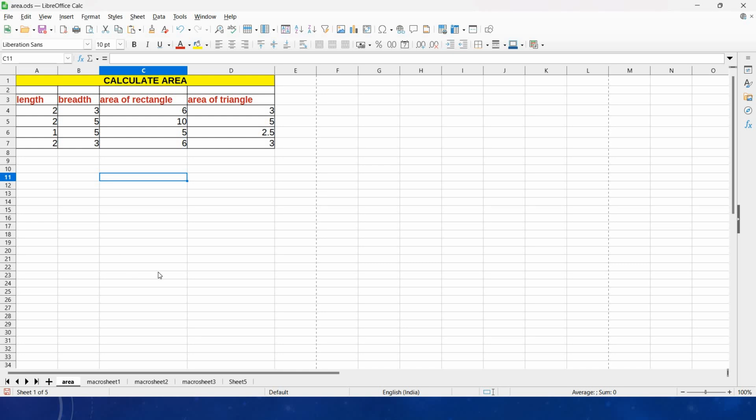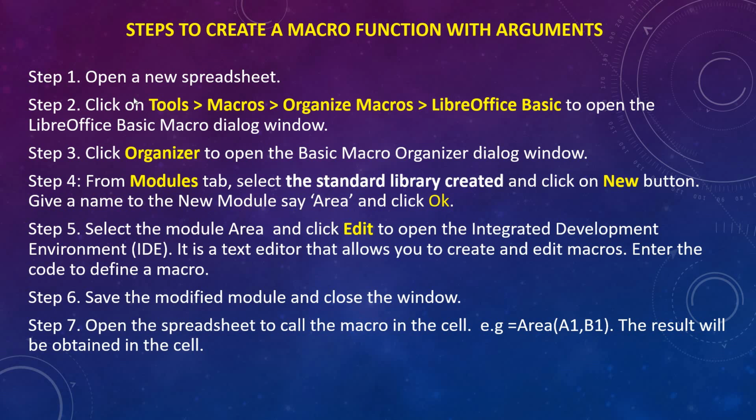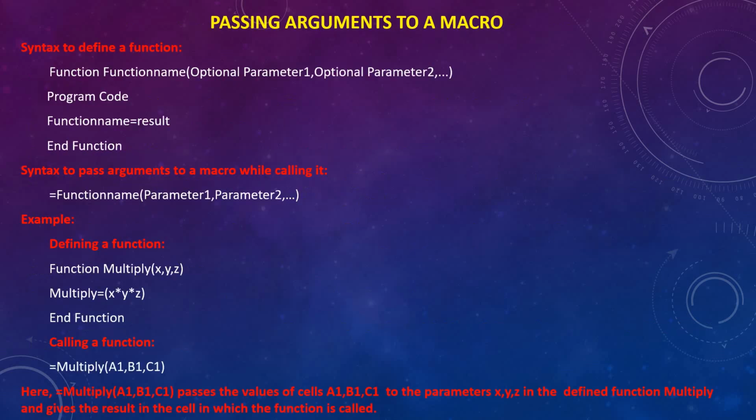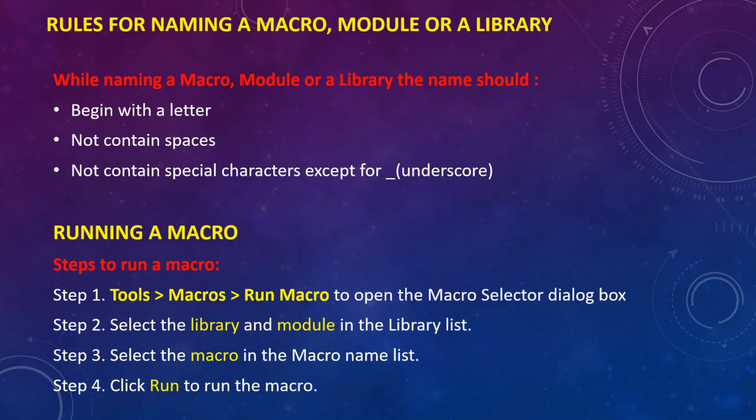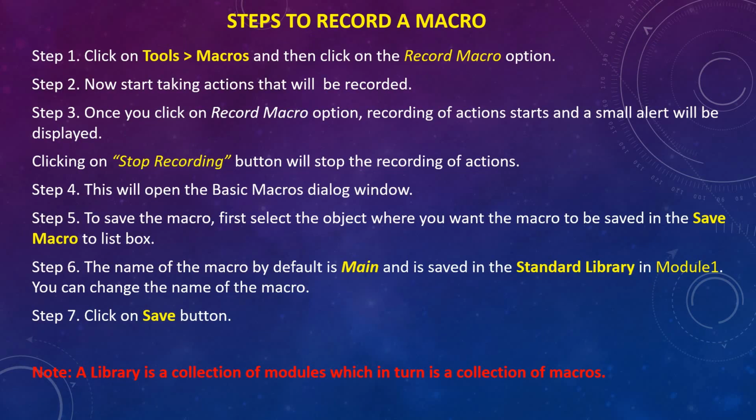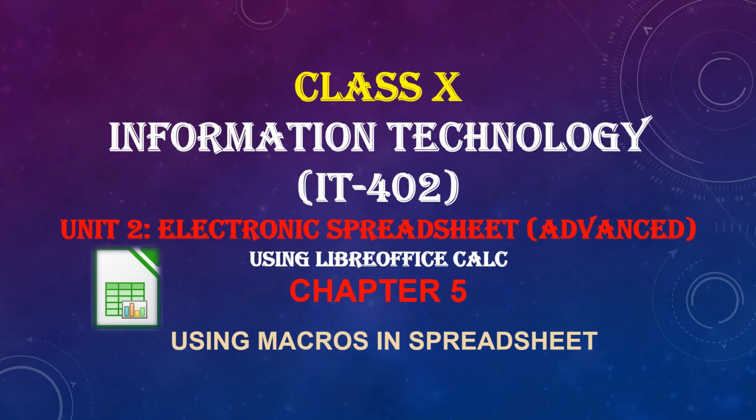Right? So this is all about our macros. We have learned how to create a macro, how to record a macro, and how to run a macro. So this is the topic under macros. Basically the function of a macro is to use it again and again. Create it and run it again and again wherever you want and wherever it is required. So this is all about macros in a spreadsheet. Thank you.